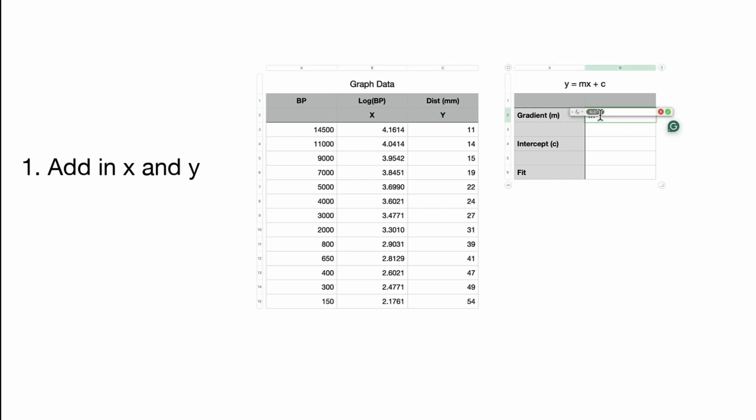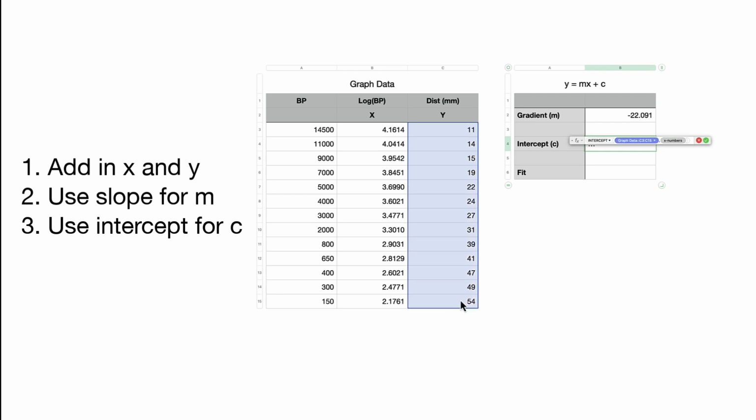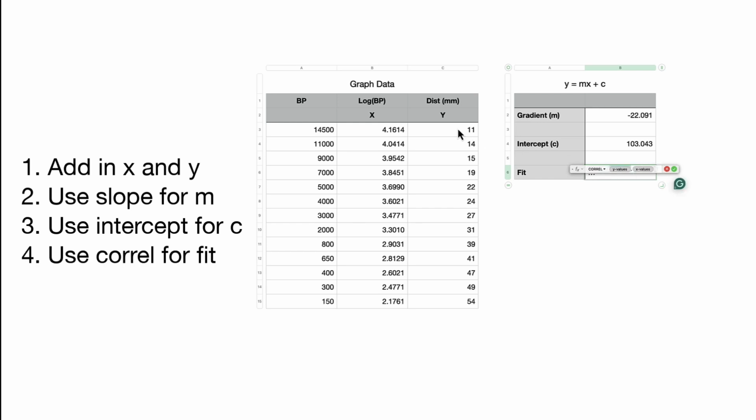I then use the slope formula in Excel or in Apple Numbers and make sure that I select the correct values. So there we've got slope y, slope x, and there is our gradient, minus 22.091. I do the same with intercept. I use the intercept function. I select the y values, I select the x values, and there is our intercept, 103.043.